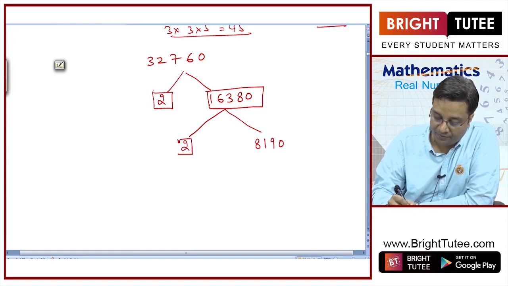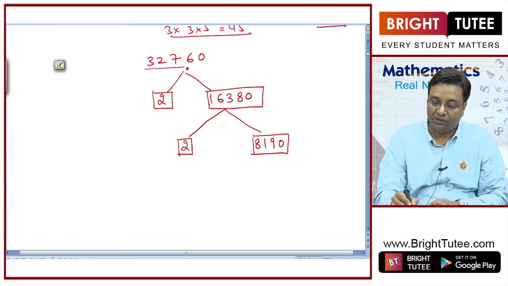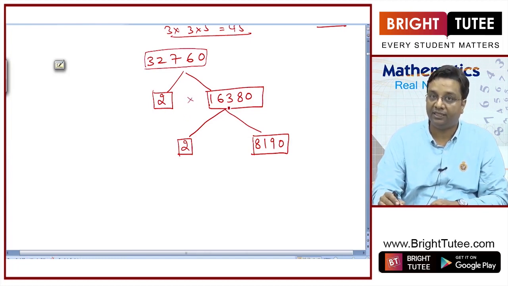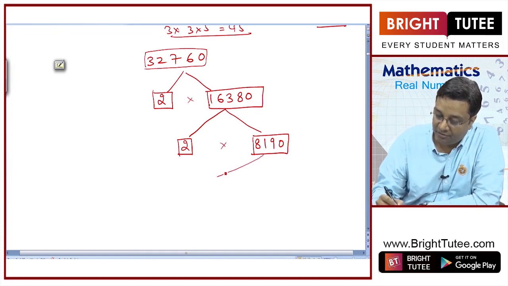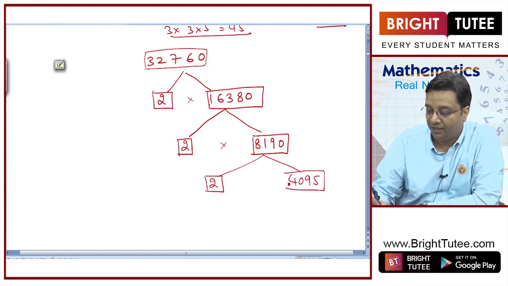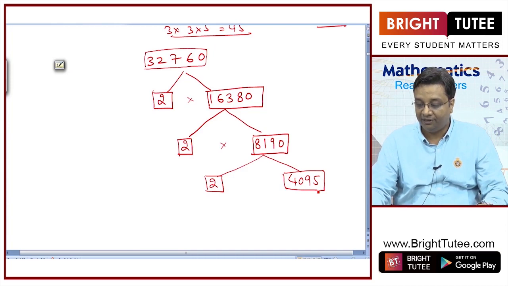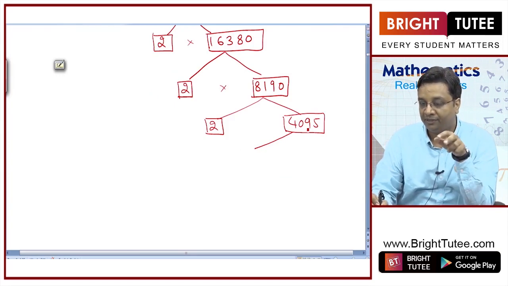right? So I am making a tree of the factors. 32760 is nothing but 2 into this number 16380. 16380 is nothing but 2 into 8190. Now I will factorize 8190, and this is an even number, so I will divide it by 2. So 2 into, it can be written as 4095, right? Now it is an odd number, but we see a 5 in the end, so let's divide it by 5. First of all, let's check for the next prime.